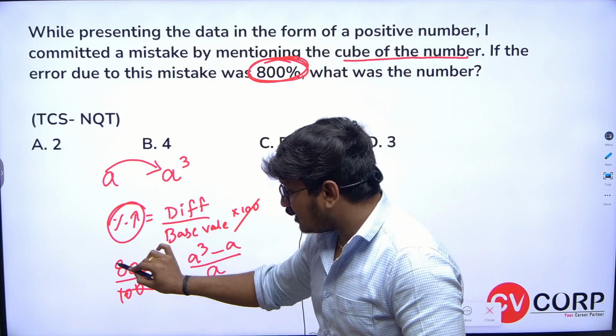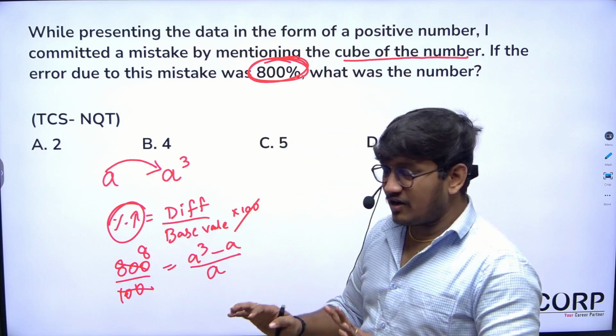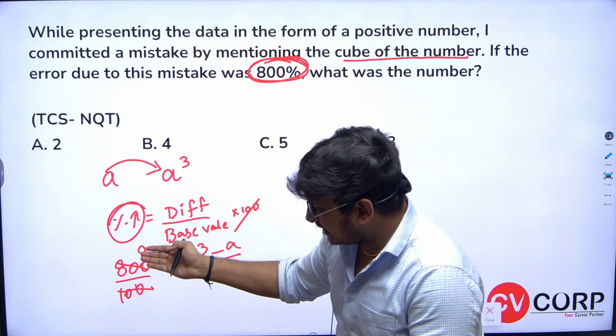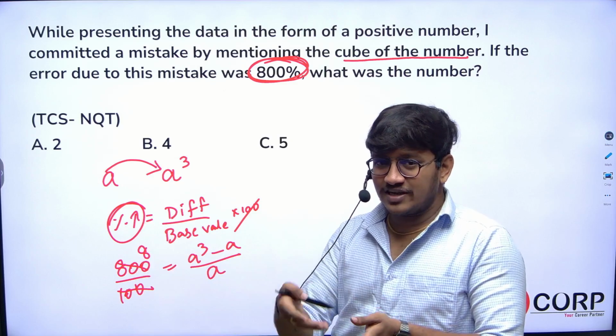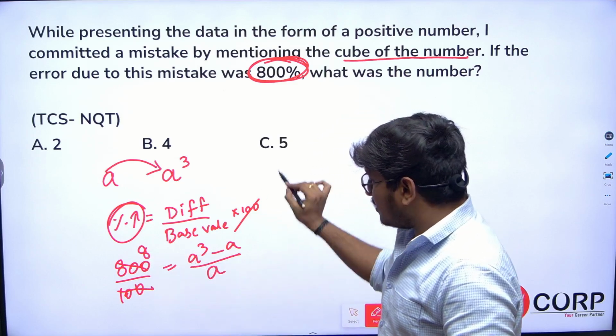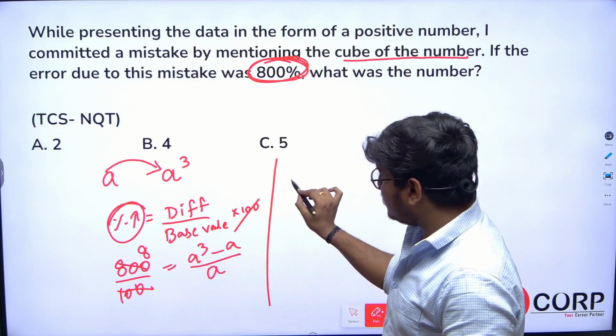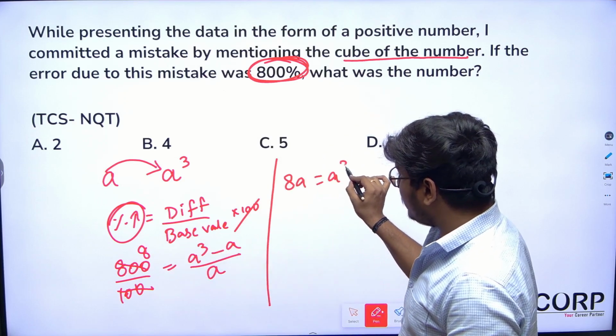So 100 once, 100, 8 times. So don't get confused here, sir, why you have written 800 by 100. 800% means 800 by 100 only, right? So this is A. Now if you take this A here, 8A is equals to A cube minus A.